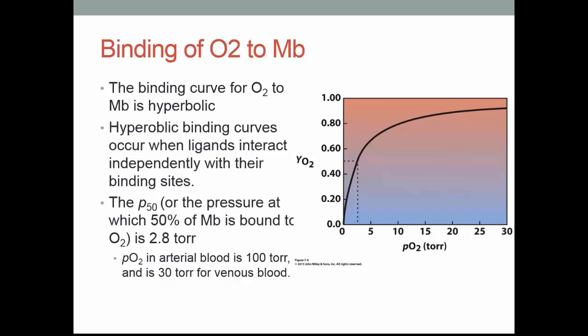But looking at our curve for myoglobin, we find that the P50, or the pressure at which we have 50% saturation of myoglobin with oxygen, is very low, at 2.8 torr. This means at either arterial blood pressure, which is 100 torr, or venous blood pressure, which is 30 torr, myoglobin should be at least 90% saturated with oxygen, meaning that myoglobin is able to efficiently relay oxygen from the capillaries, high pressure, high oxygen concentration, to muscle cells, which have low pressure or low oxygen concentration.